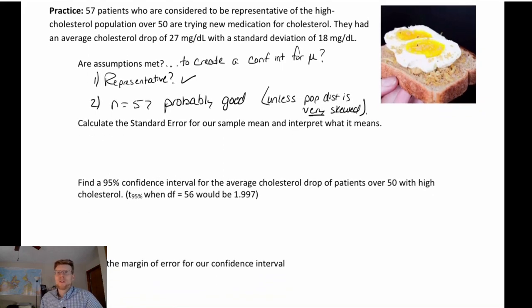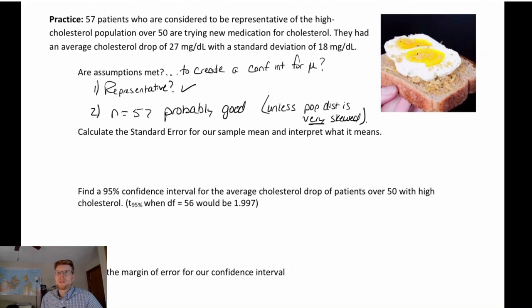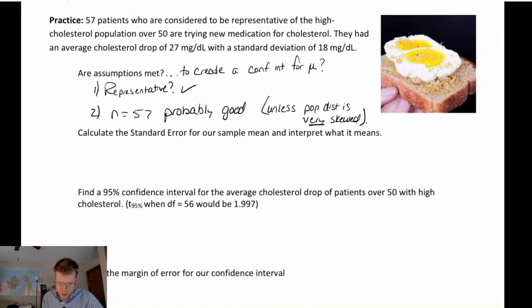Next, we're going to calculate the standard error for our sample mean and interpret what it means. As you remember, the standard error for x bar would be sigma over the square root of n. However, we don't have sigma. Instead, as usual, we're going to have s, and we're going to have still n. And that's going to be 18 over the square root of 57.